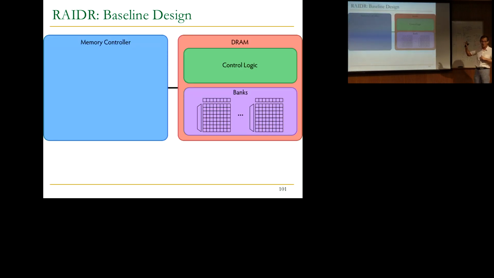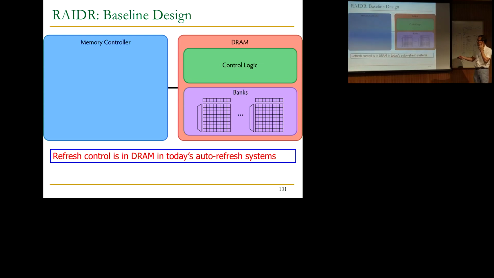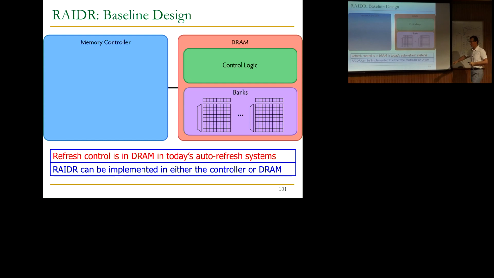So let's talk about how to implement this very briefly, and then we'll get to exact performance numbers. So you could actually do this in existing systems. A refresh control is in DRAM, auto refresh systems. RAIDR can be implemented in either the controller or the DRAM.